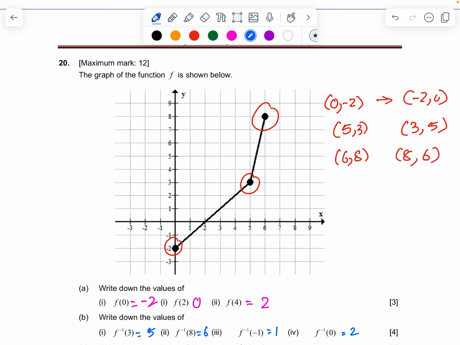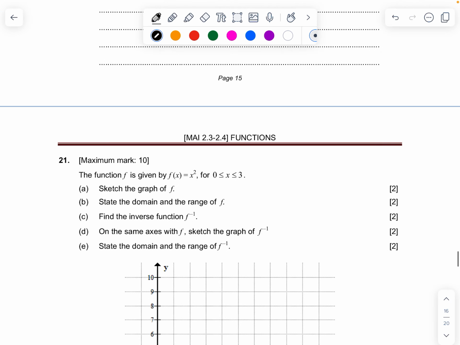Plot it out. Minus 2, comma, 0. 3, comma, 5. Then 8, comma, 6. So join them. It should be in this way. This is the inverse graph.